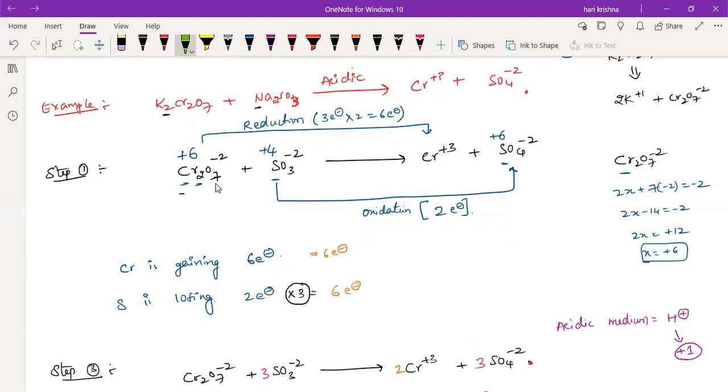Then we have to find out the oxidation states. Cr will show plus 6, sulfur will show plus 4, chromium will show plus 3 and sulfur will show again plus 6. So chromium is moving from plus 6 to plus 3. That means how many electrons are gaining?